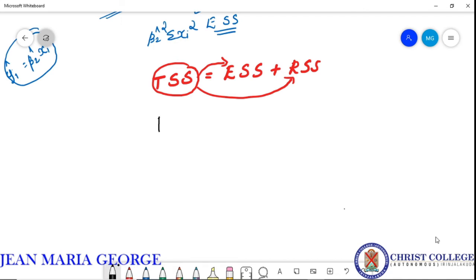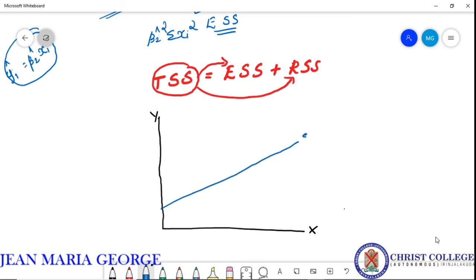Now let us represent this equation diagrammatically. This is x, this is y. Now this is the sample regression function, or our regression line. It is represented as beta 1 hat plus beta 2 hat xi. So this is our regression line. Now here we have to find the mean values: y bar, and this is x bar, the mean value.